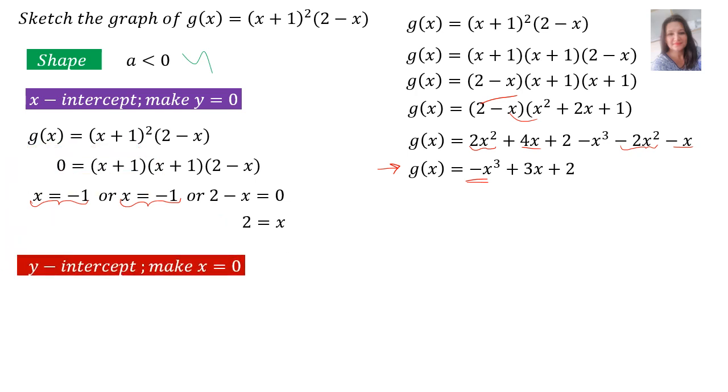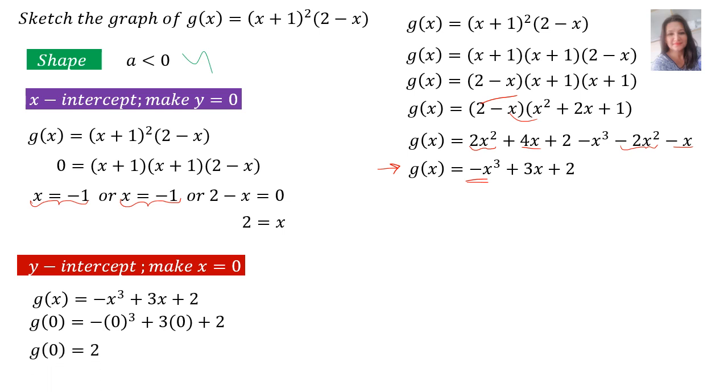Y-intercept: make x equal to 0. Now I'm using this one. You can use either of the two. So in x's place goes the 0 and the y-intercept is the point (0; 2). We'll continue on the next slide.